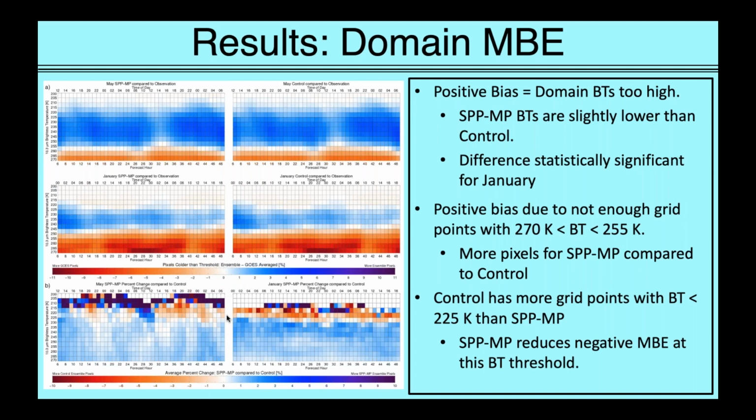SPP-MP. And this is good because if we noticed up here, when you're looking at both May and January compared to the observations, we had too many of these pixels. So the SPP-MP is reducing the number of these pixels that are colder than 225 Kelvin. And that more accurately represents the observations.